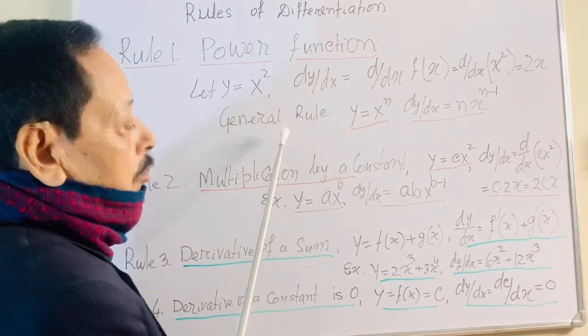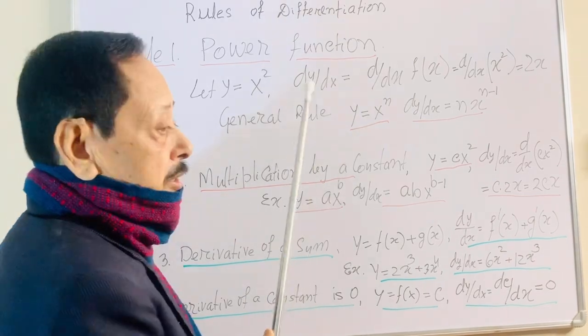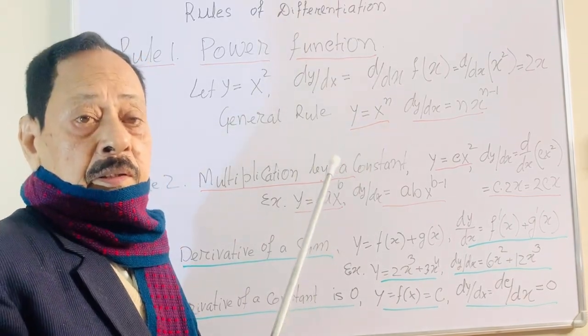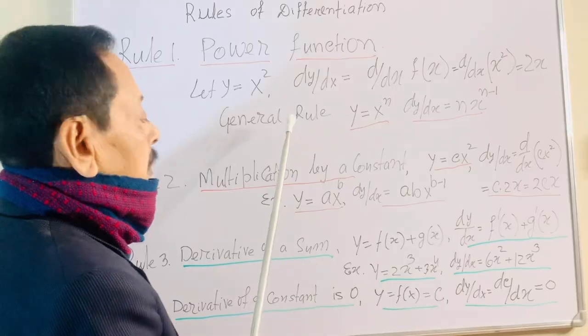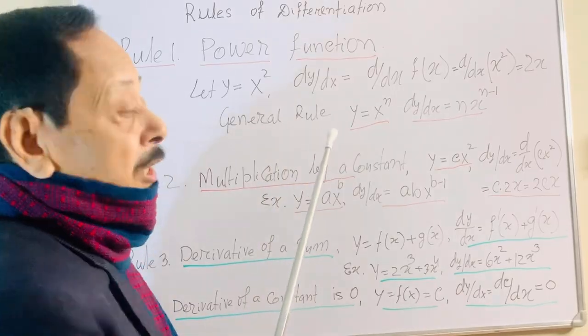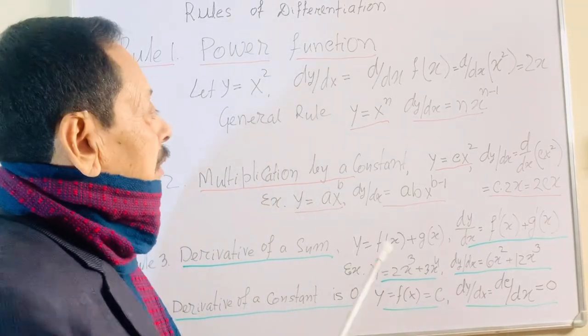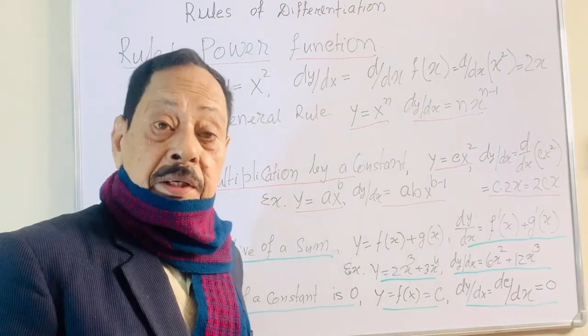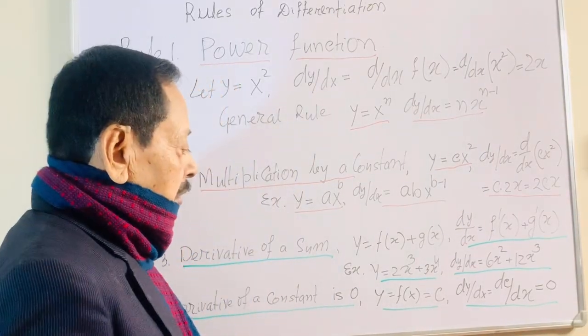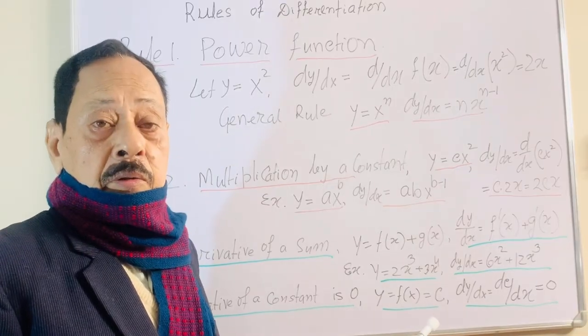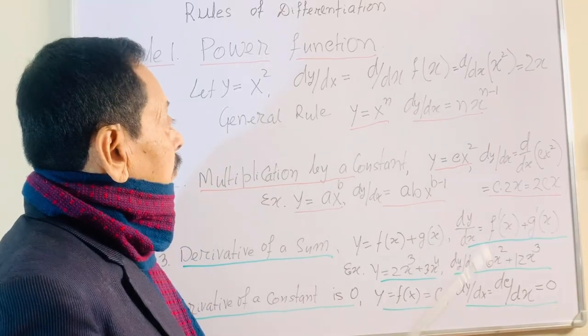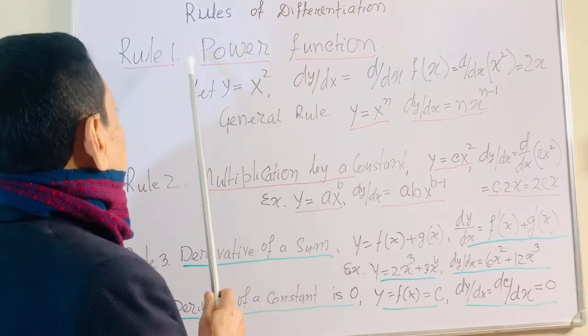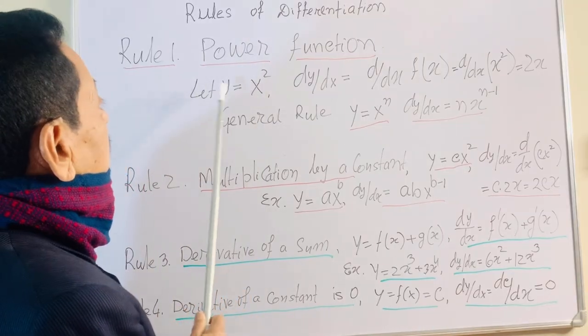discuss the rules only, but the synthesis or analysis, the proof, the binomial expansions will be available in PDF, because in a short video, everything is not possible. So let us discuss rule 1, the power function.